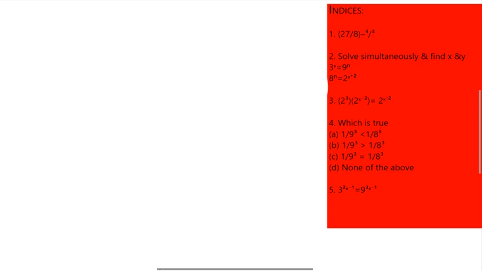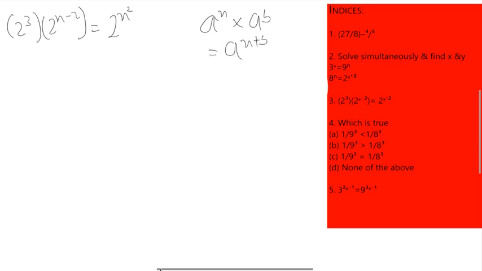Alright, okay, so let's go to question 3. Question 3 now says, in bracket, 2 raised to power 3 multiplied by 2 raised to power x minus 2 is equal to 2 raised to power x squared. So this is the question now. So let's solve. From this one now, according to the laws of indices, whenever we have a raised to power x multiplied by a raised to power b, it is equal to a raised to power x plus b, right?